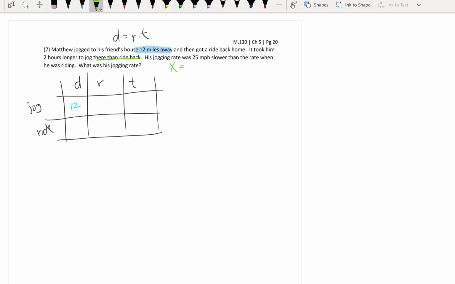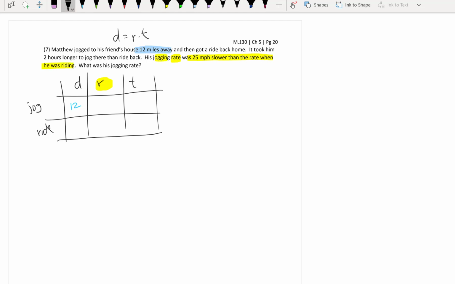So x is going to represent the time riding back. His jogging rate was 25 miles per hour slower than the rate when he was riding. So actually, let's deal with that first. I should have started with that. His rate. So I'm here with rate. It's 25 miles per hour slower than what he was riding.